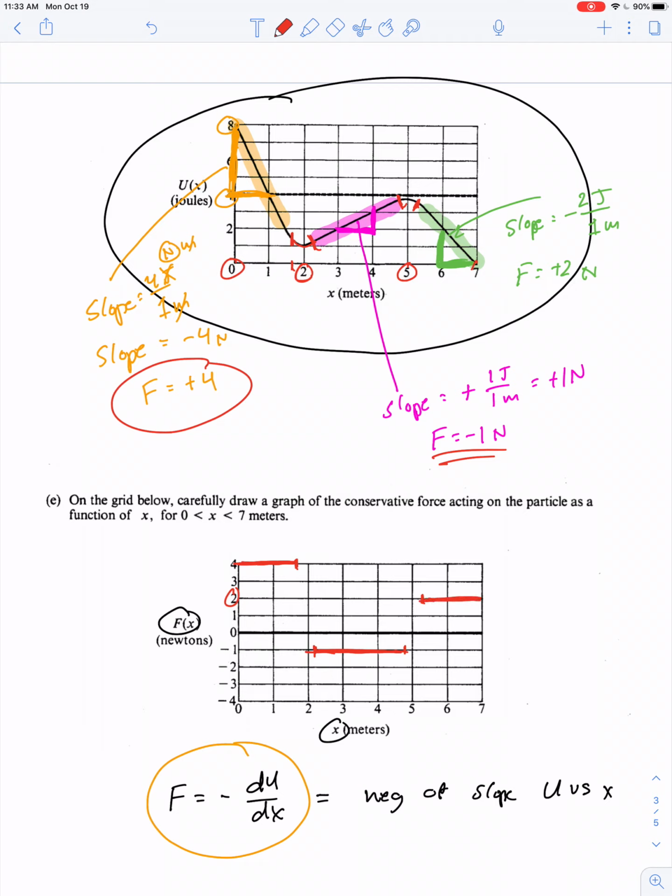Okay, so that leaves the question, in these regions, what's the graph look like? But I think it's easy to argue that we can complete the graph by connecting these points. And there we have it.